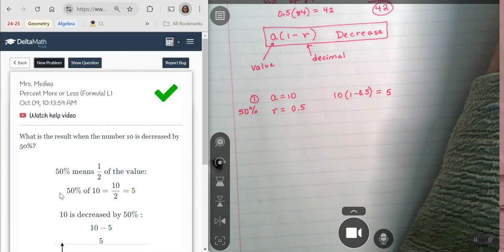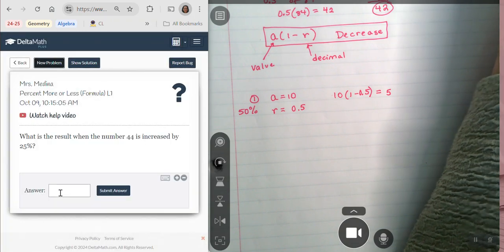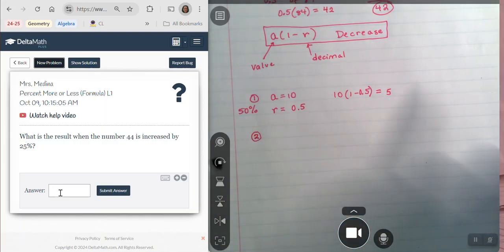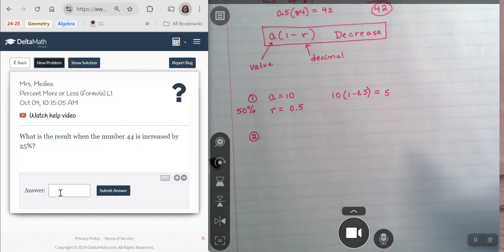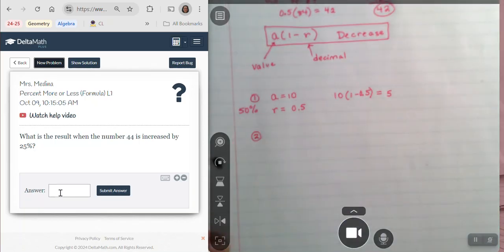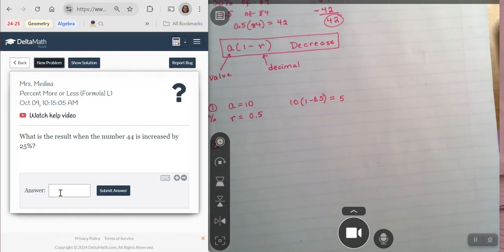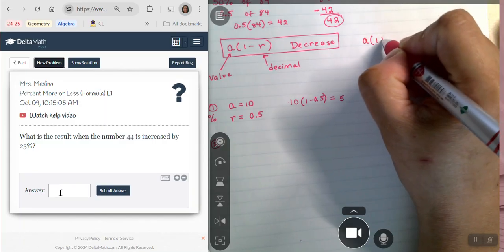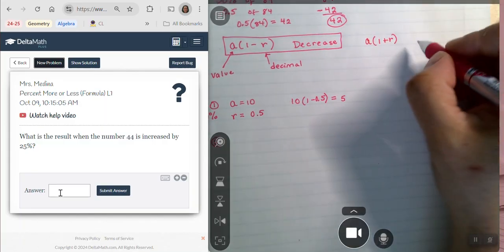Let's see if they give us a real problem here. All right, here we go. Now, for number 2, what is the result when the number 44 is increased by 25%? Okay, so if decrease is when we're subtracting the percent that we want to decrease, well, guess what increase is going to be? The percent that we want to increase it by.